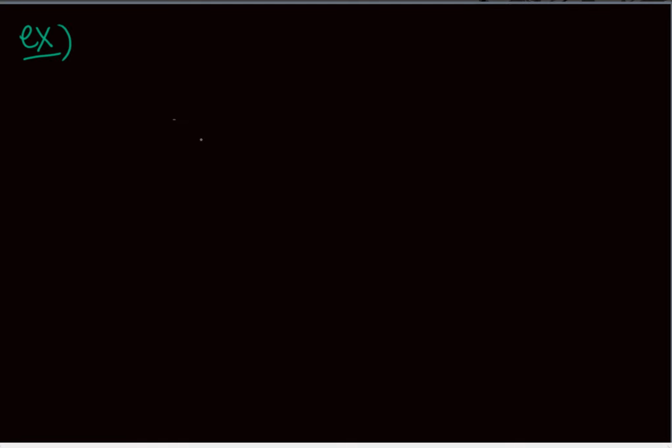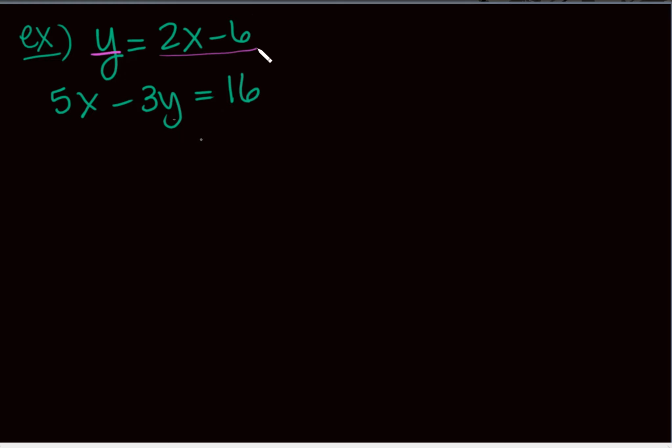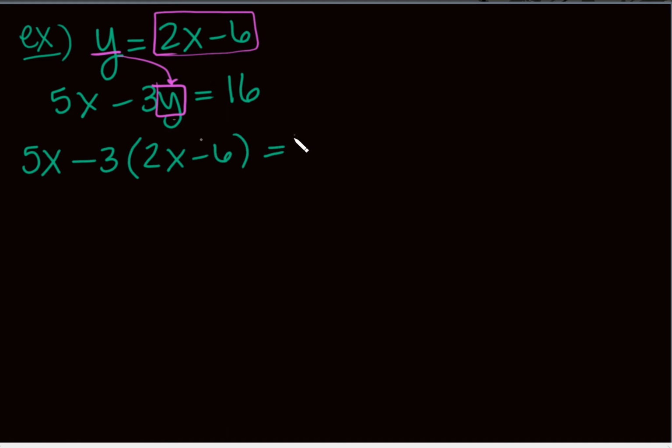So let's look at another example of substitution. What if we had the system y equals, and I should be saying in here "solve," but I think you know that, hopefully. Substitution is really a good method to use if you have one of your variables already isolated. So notice I have that y is equal to 2x minus 6. So I'm going to substitute that in for my y here. I'm just going to rewrite the bottom equation as 5x minus 3 times 2x minus 6 equals 16.